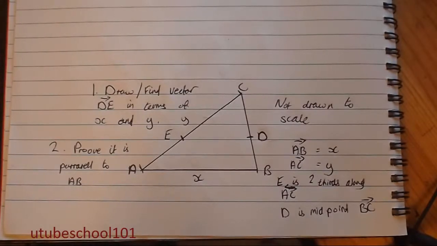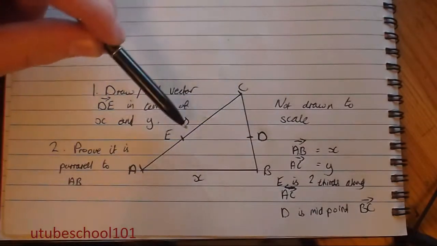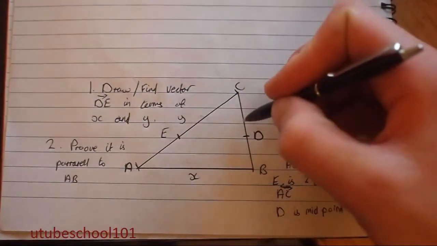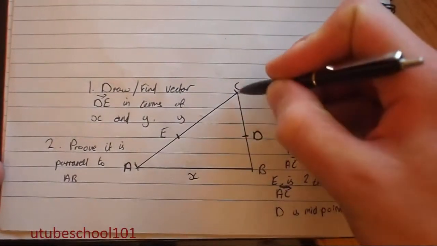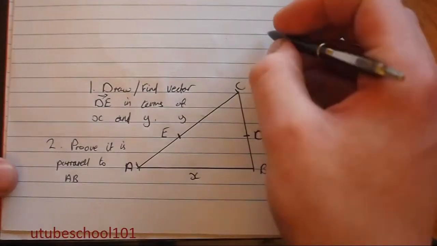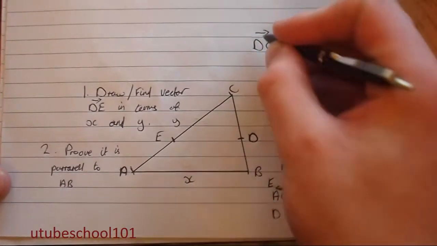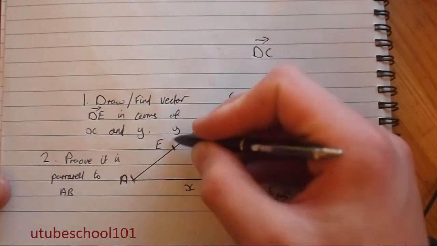So anyway, how are we going to approach it? Well, first of all, we're going to have to work out how we are going to get from D to E. And what I'm going to do is go from D to C. So I'll have to work out what D to C is, and then what C to E is.